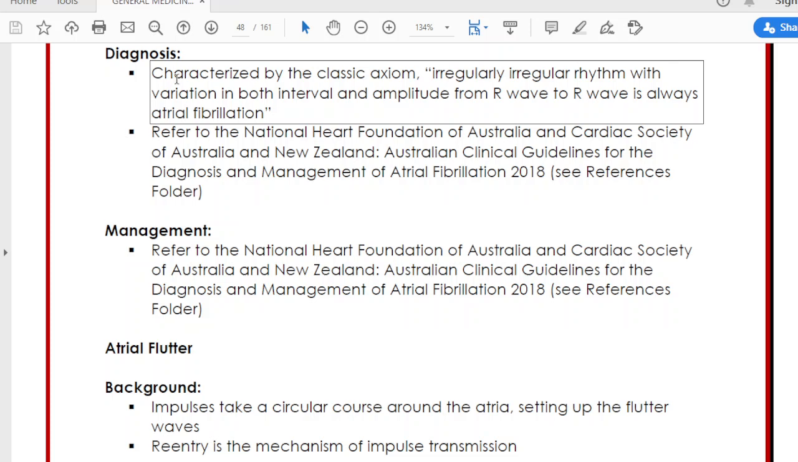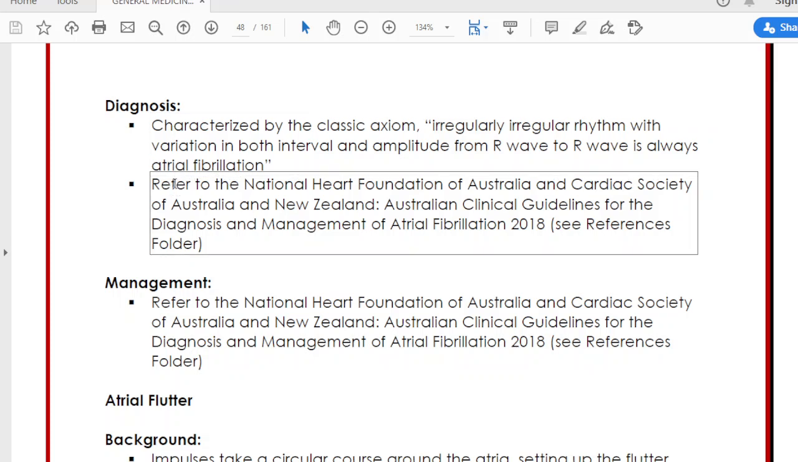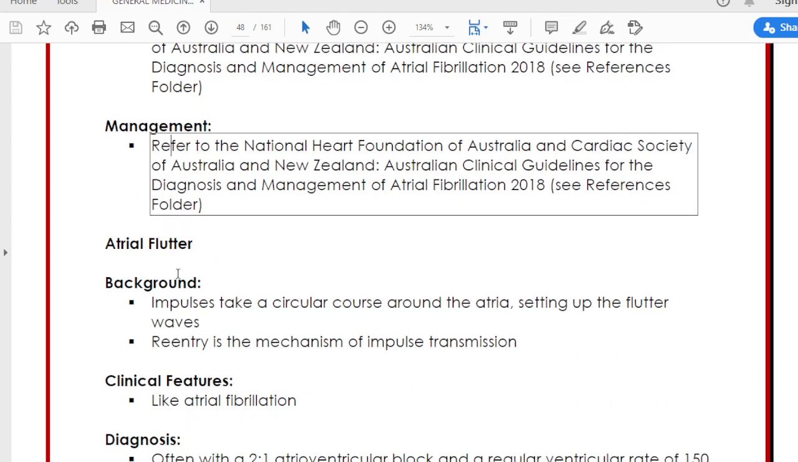Diagnosis. Characterized by the classic axiom, irregularly irregular rhythm with variation in both interval and amplitude from R wave to R wave is always atrial fibrillation. Refer to the National Heart Foundation of Australia and Cardiac Society of Australia and New Zealand, Australian Clinical Guidelines for the Diagnosis and Management of Atrial Fibrillation 2018, see references folder. Management. Refer to the same guidelines, see references folder.